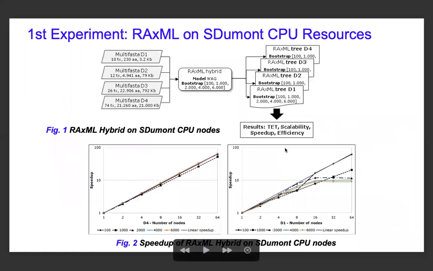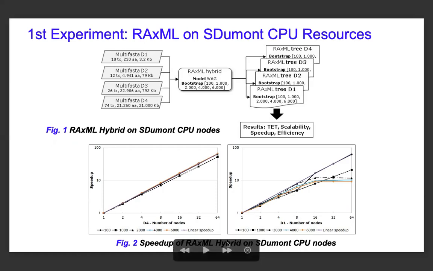I am going to present 3 experiments that are bioinformatics experiments. The first one is RAxML, which uses the Santos Dumont CPU resources. The experiment uses different types of genomes. We explore different parameters of RAxML and different resources of Santos Dumont. In figure 2, we obtained the speedup and the computational time of all the executions of RAxML in Santos Dumont, and all this information is stored in our databases.